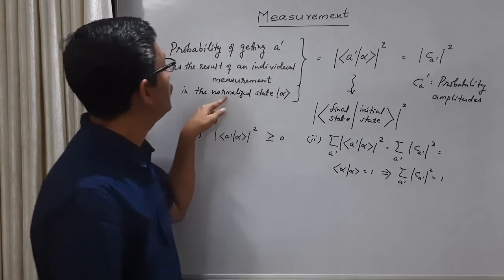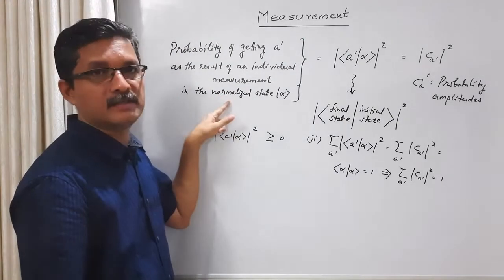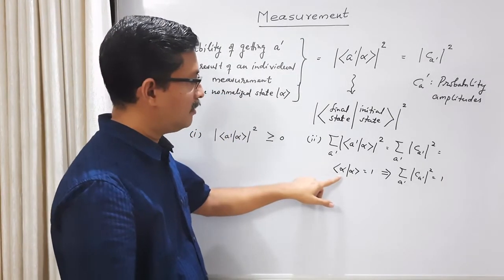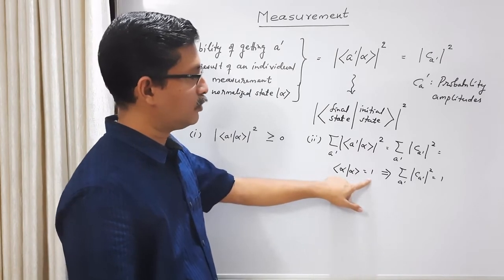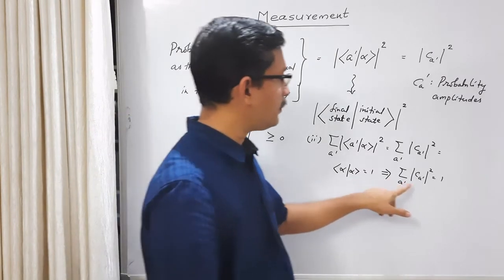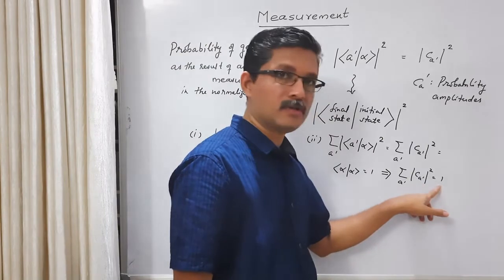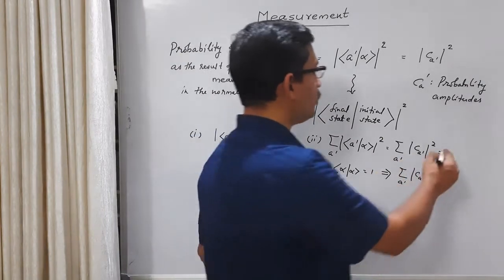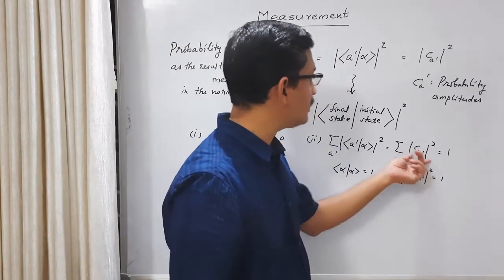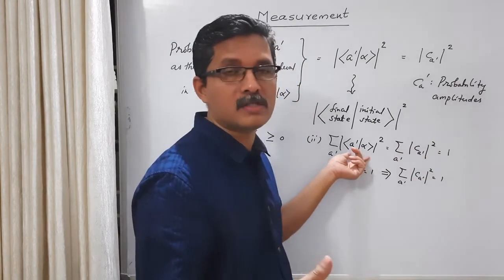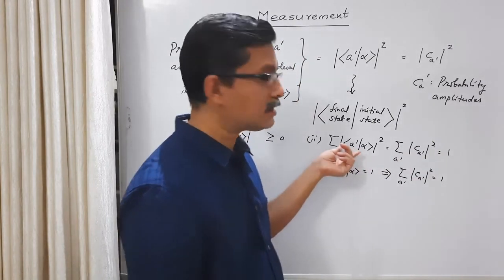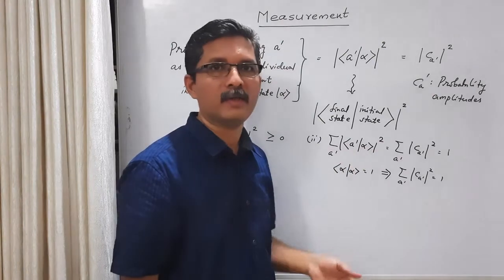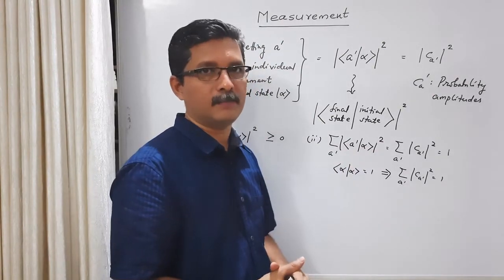Here we have assumed that the initial state ket is a normalized state ket. That means bra vector alpha ket alpha is equal to 1. That implies that the summation over C A prime squared is equal to 1. So this quantity is 1. But this quantity is nothing but the sum over all states of probabilities. So this satisfies this property of probability. Total probability is 1.